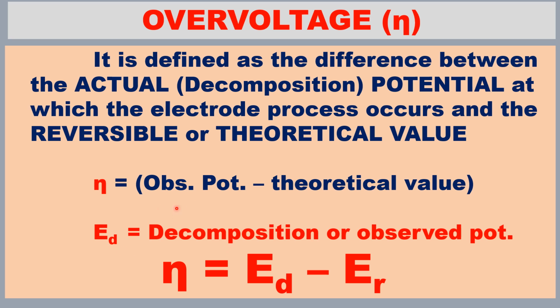where ED, the observed potential, is also called deposition potential or decomposition potential. If it is a gas, it is decomposition potential. If it is a metal ion, it is called deposition potential. So it is equal to ED minus ER, where ER is the reversible potential value.